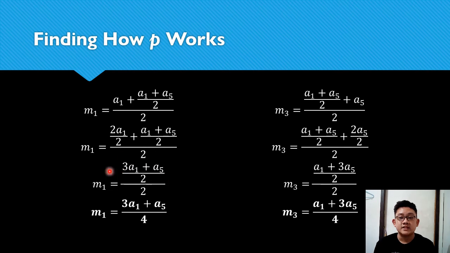Since this is a complex fraction, we can simplify it by multiplying everything here in this numerator by 1/2. So we'd get m sub 1 is equal to 3a sub 1 plus a sub 5 all over 4. And m sub 3 would be equal to a sub 1 plus 3a sub 5 all over 4.